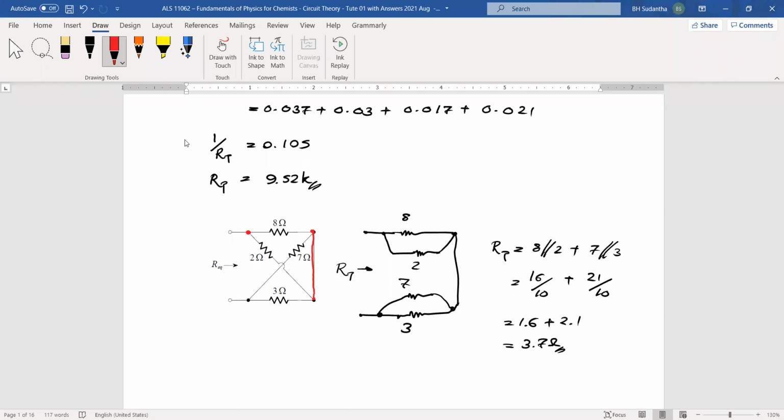Then the 8 ohm and 2 ohm resistors are parallel. And when you start from this end, the 3 ohm and 7 ohm resistors start from the same point and end at another same point. Then the 3 ohm and 7 ohm resistors are separately parallel. But these two sets are combined by a single wire, then they are in series.